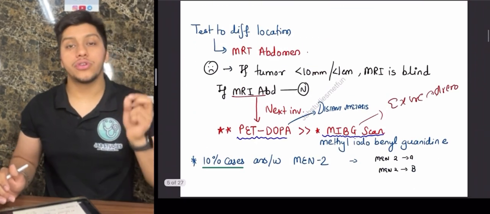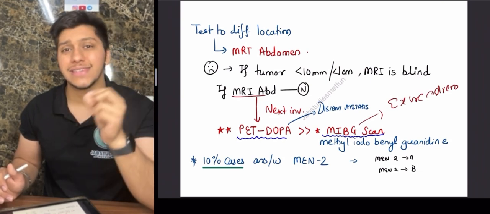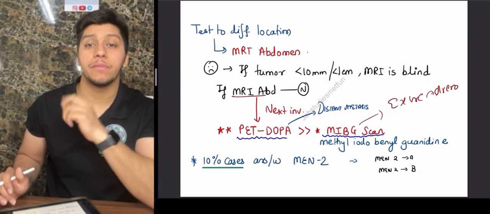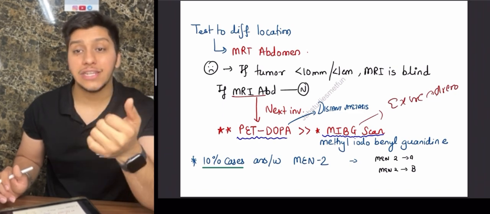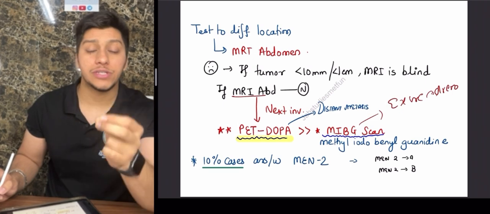10% are seen bilateral in both of the adrenal glands. As I told you, to differentiate between benign and malignant, you have to use MRI abdomen. But if the size is less than 1 centimeter or less than 10 mm, it is basically useless. The next investigation you have to do is a PET DOPA. As you know, PET, positron emission tomography.